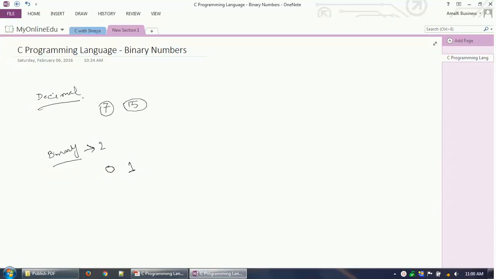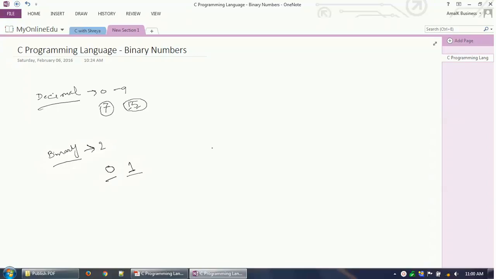Similarly, our decimal numbers have a range of 0 to 9. Any number can only have digits from 0 to 9. For example, 15 has 1 and 5 in it. So a given number cannot have anything other than 0 to 9. That is called decimal numbers. Similarly, in binary, it cannot have anything else other than 0 and 1.